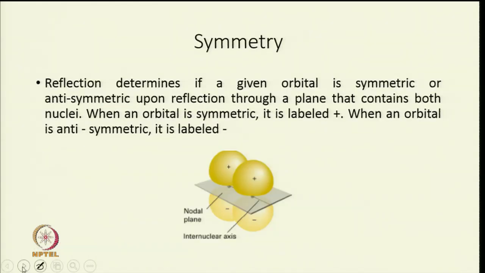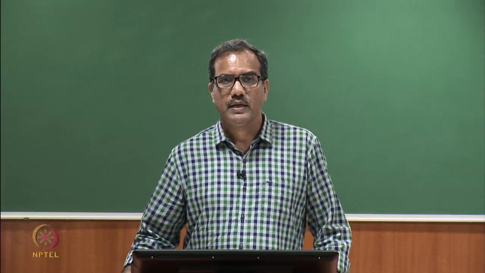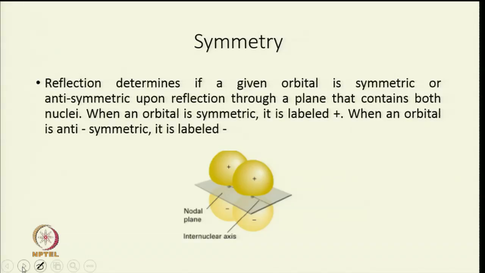There is another kind of symmetry, which is known as reflection symmetry. Reflection determines if a given orbital is symmetric or anti-symmetric upon reflection through a plane that contains both nuclei. When an orbital is symmetric, it is labeled plus; when an orbital is anti-symmetric, it is labeled minus.